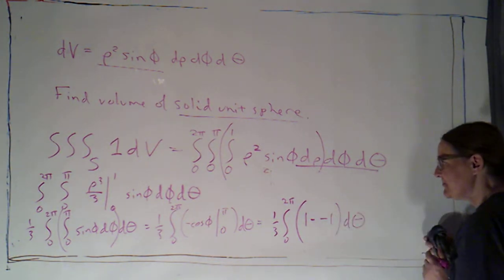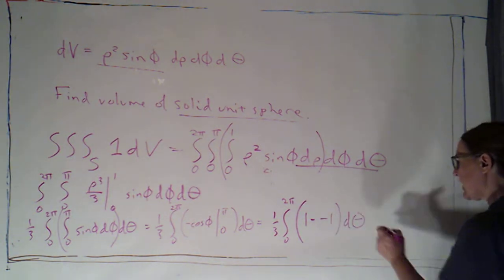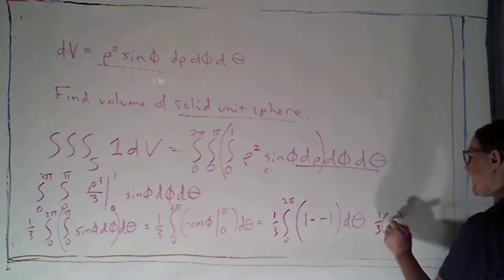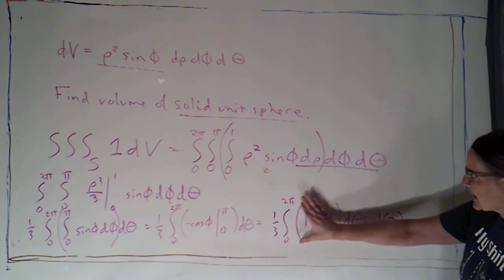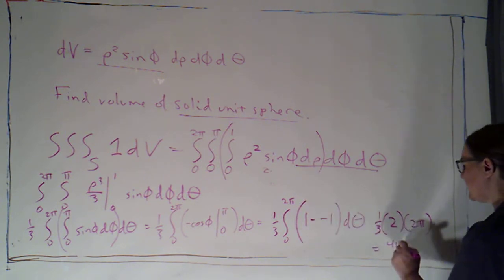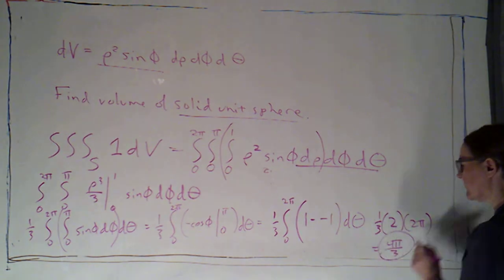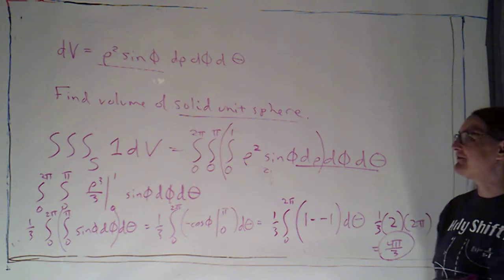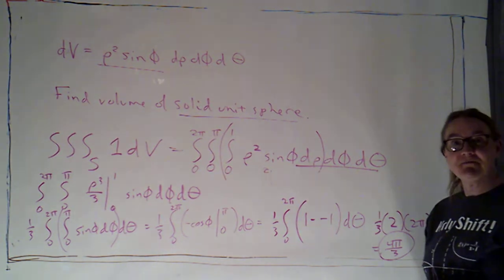That's a constant. Okay. So I've got 1/3, and when I integrate a constant, I just get that constant times the length of this interval, which would be 2 pi. That's going to give me 4 pi over 3, confirming that we do, in fact, get the correct answer for this problem. Okay, back for more in a minute.